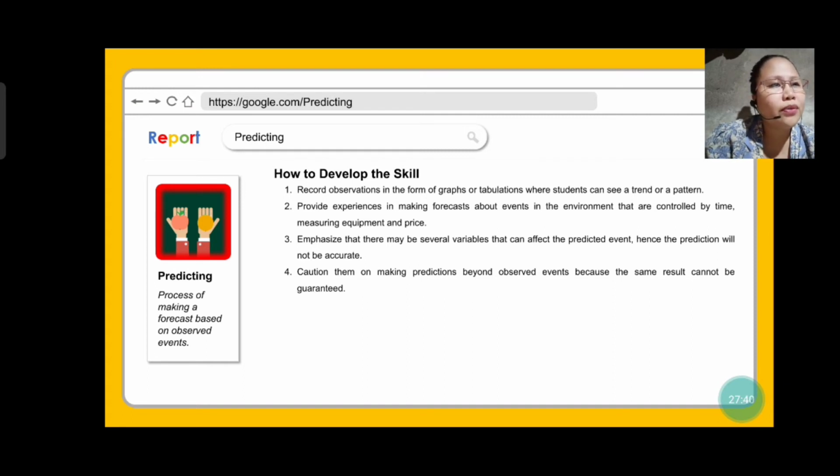So fourth, how to develop this skill is to caution them on making predictions beyond observed events because the same result cannot be guaranteed. Like in number 3, you emphasized that there are several variables that can affect the predicted events. So caution them that there are variables beyond our observations, so instead of getting the same result as our predictions, our predictions will not be accurate. Our result cannot be guaranteed to be the same.